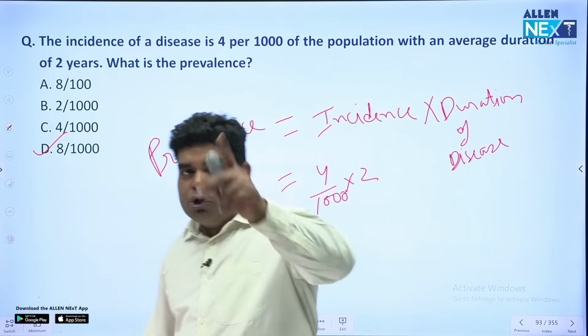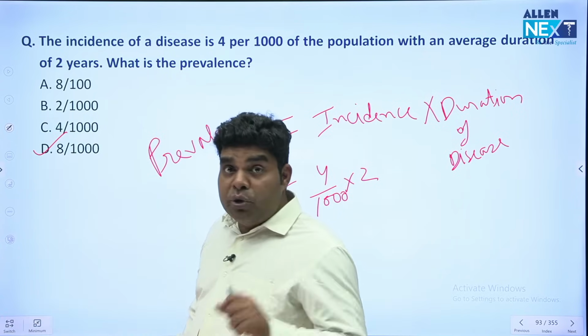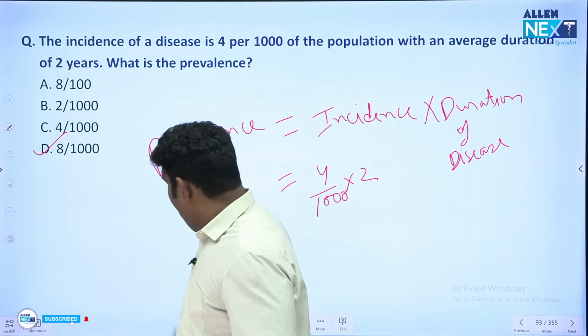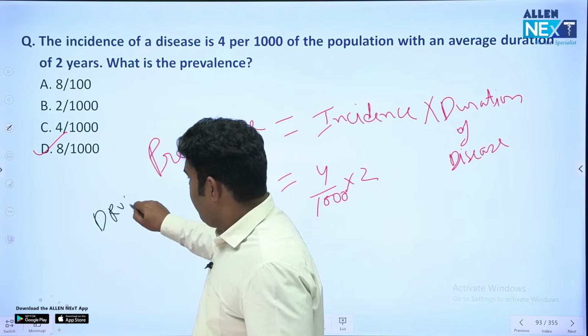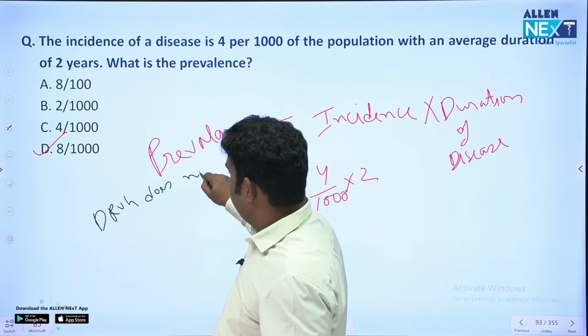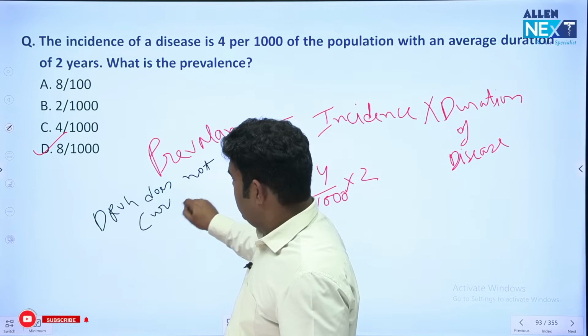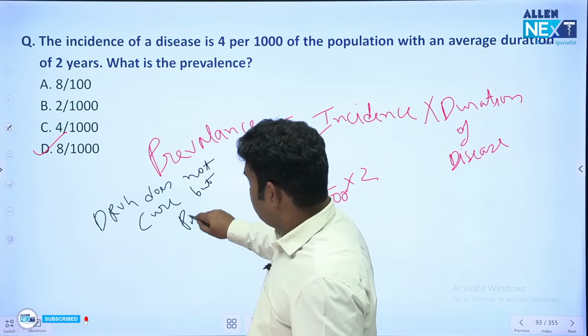Okay. But two more questions come from here: if a new drug does not cure the disease but prevents death from it, the drug does not cure but prevents death, what will be the effect on prevalence?